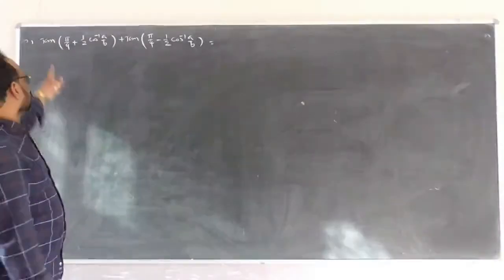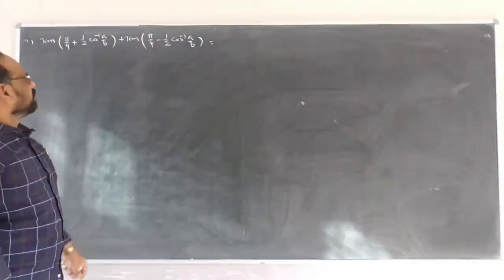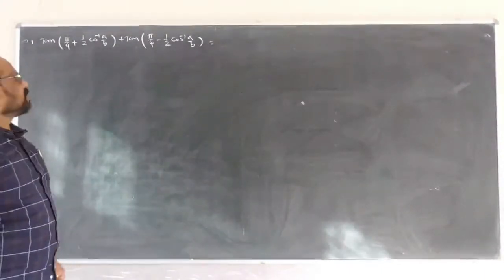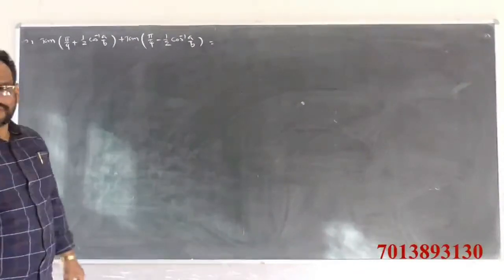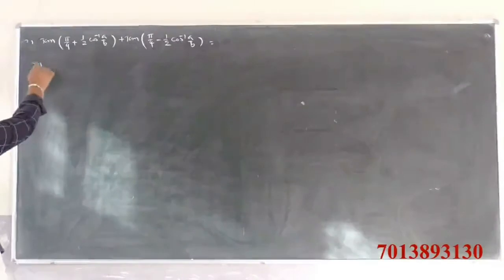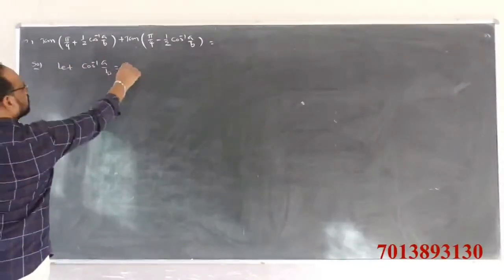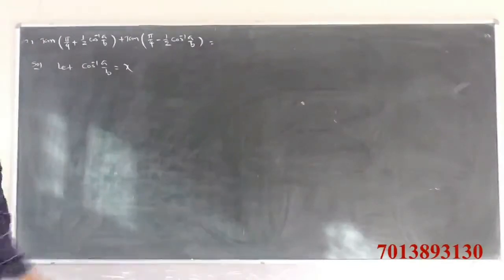Next problem. Tan of (pi by 4 plus 1 by 2 into cos inverse of a by b) plus tan of (pi by 4 minus 1 by 2 cos inverse of a by b), find the value. Let here solution. Let cos inverse of a by b is equal to x.